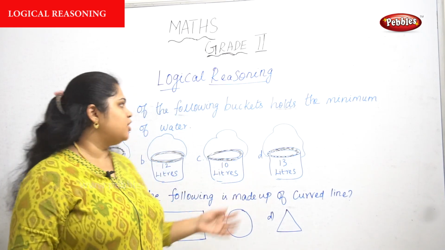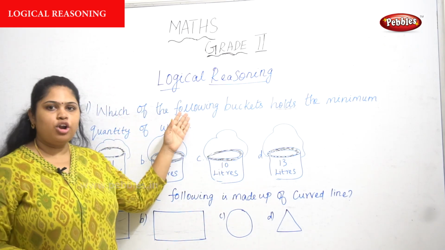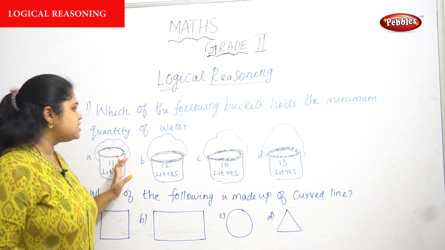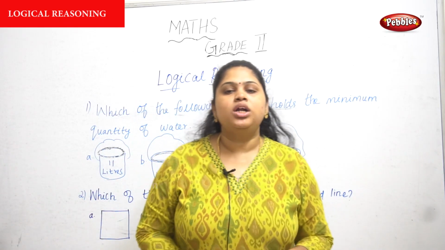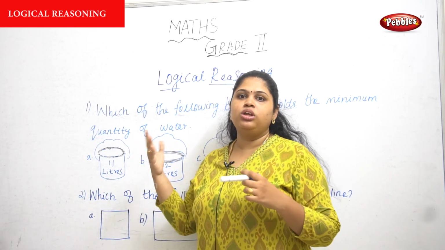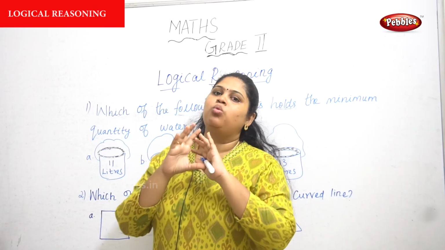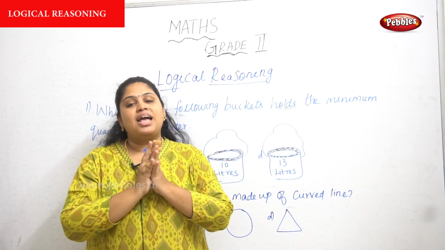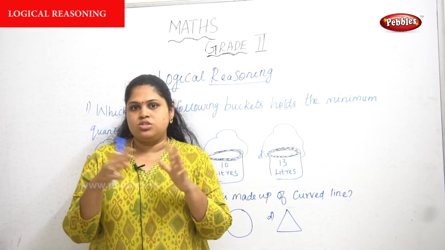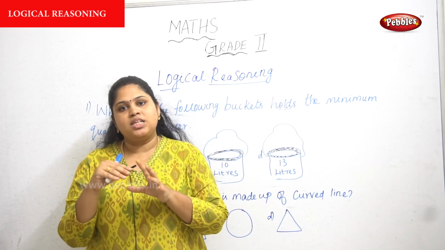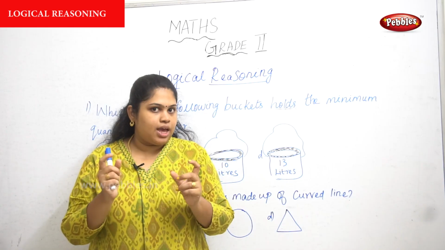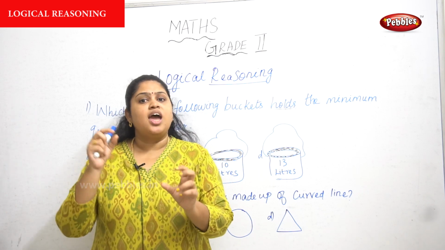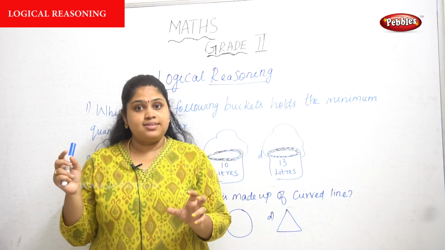Okay, so the next question: which of the following buckets holds the minimum quantity of water? Before the question, I have to be clear about one thing: what is the minimum and what is the maximum. Minimum is lesser, and maximum is larger. I have to be very clear: minimum is lesser, maximum is larger.